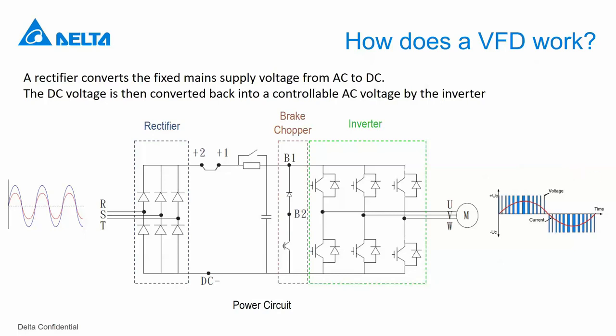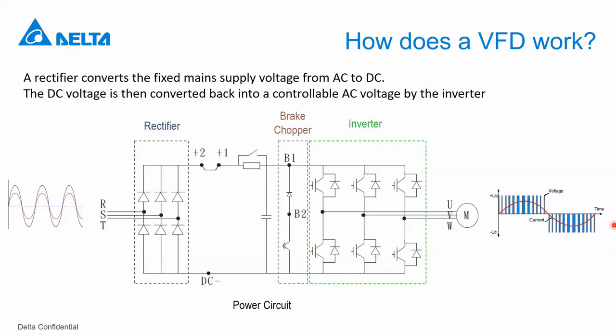The sequence with which the IGBTs will open will determine the output frequency, so that's the fundamental frequency. But the duration at which they open will determine the voltage, the root mean square value of the voltage. So the pulses will still have the amplitude of the DC bus voltage, but the root mean square will depend on the duty cycle, so on how long the IGBTs stay open.